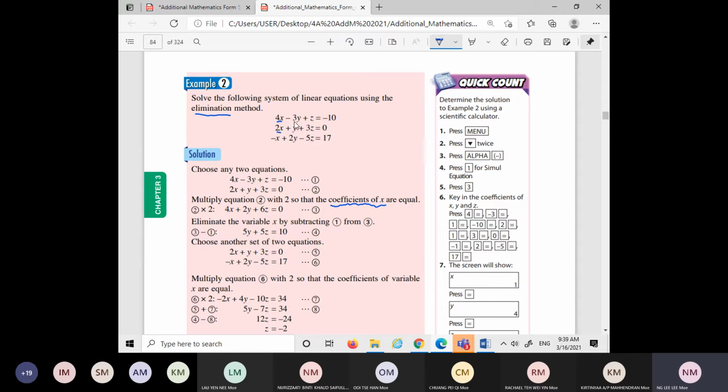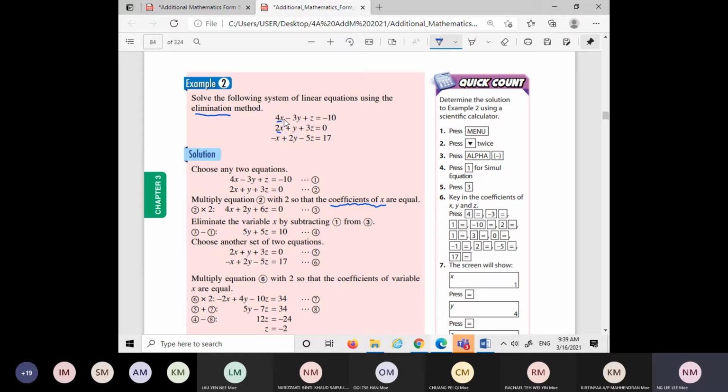This is 4, 2, -1. This is 3, 1, 2. This is 1, 3, -5. So you just choose one to eliminate. Okay, the easier one is x because this is double up. Okay, and then this one also can be doubled up. Okay, so you just need to times one of the equations, then you can start to eliminate already.